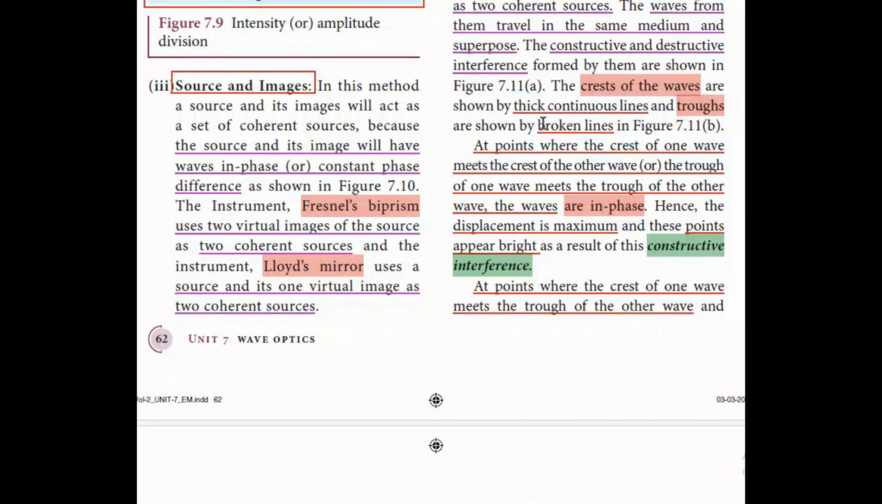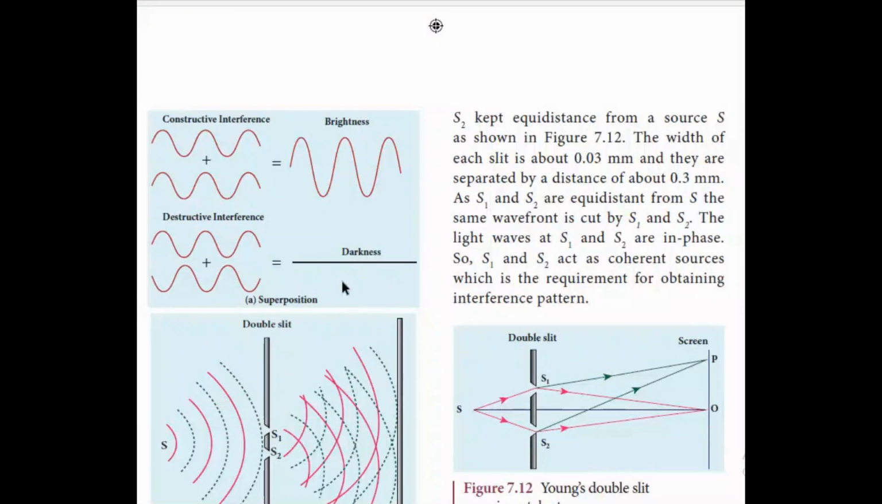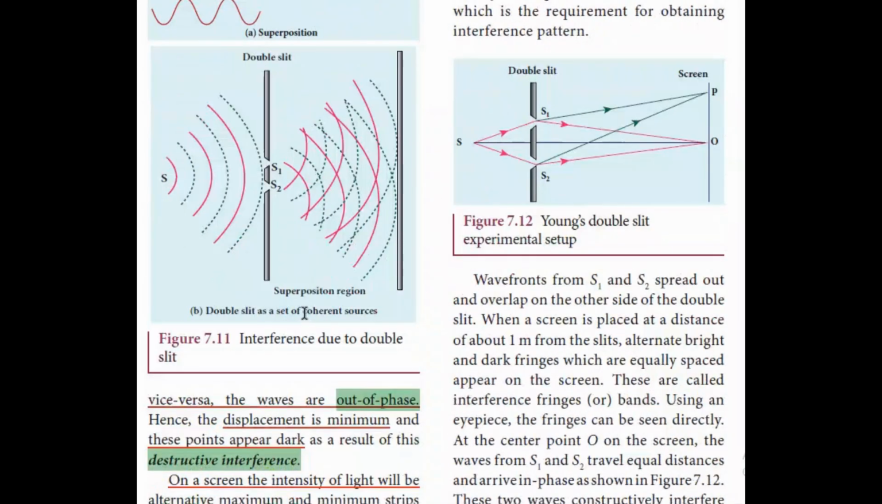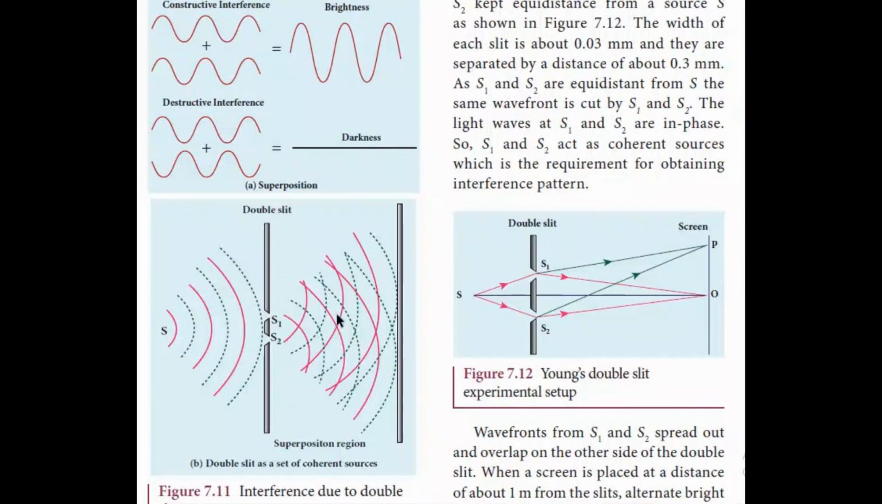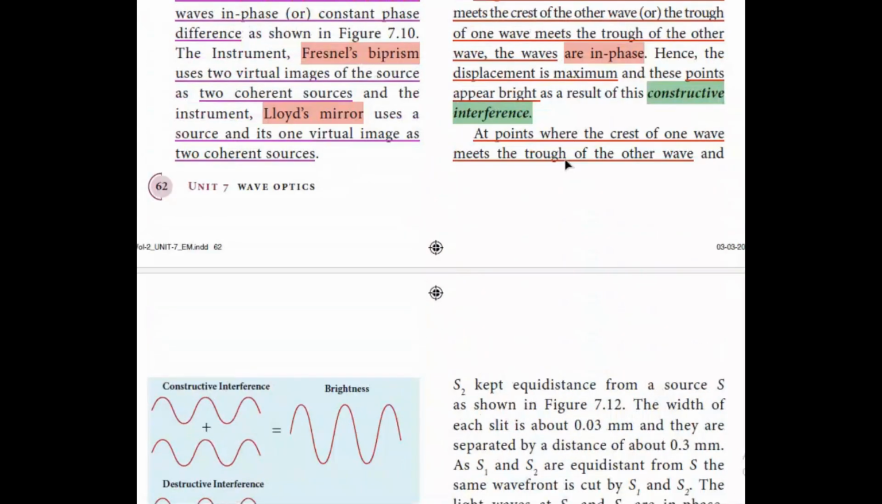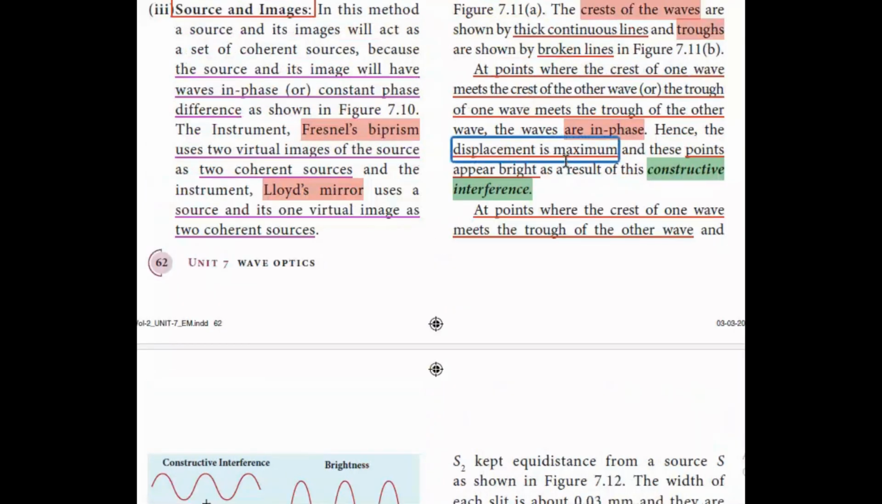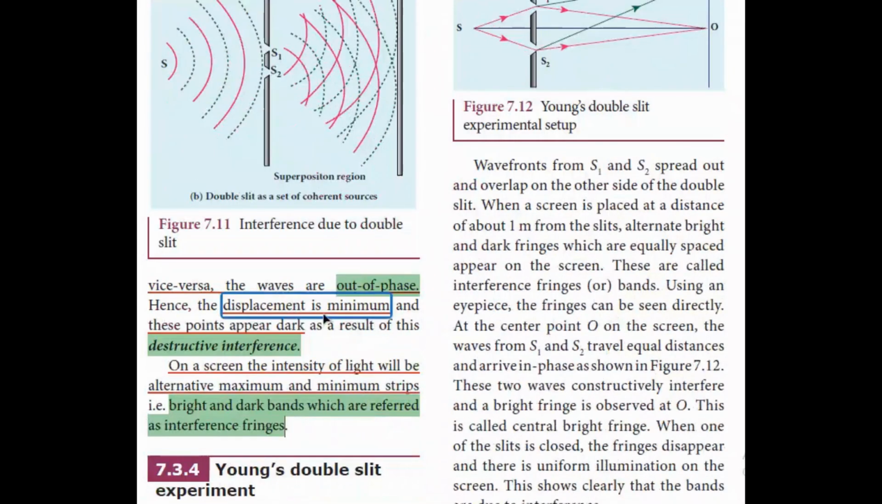The crests of the waves are shown by thick continuous lines, and troughs are shown by broken lines, in figure 7.11b. At the points where the crest of one wave meets the trough of the other wave, the waves are out of phase with each other, and in that case the displacement is minimum and these points appear dark. That is called destructive interference.